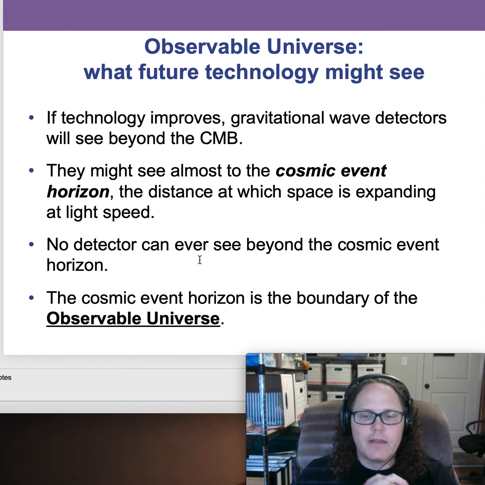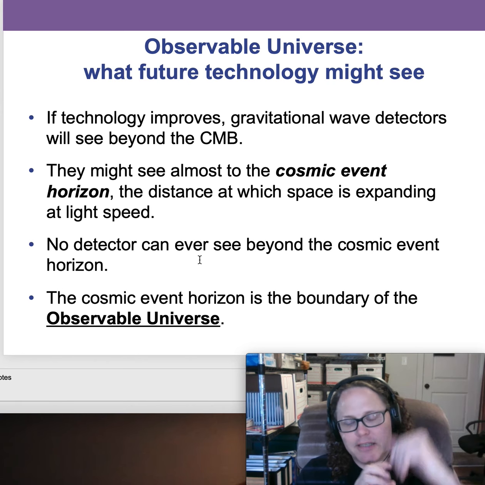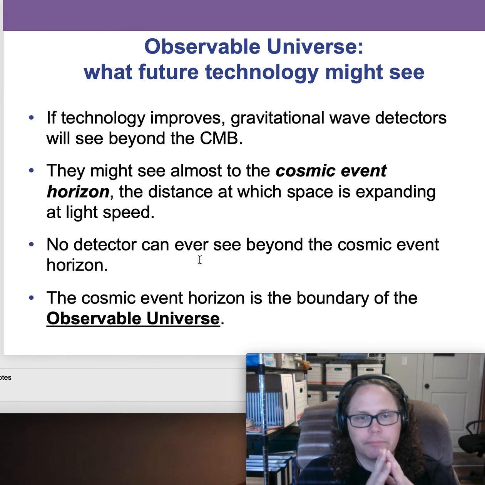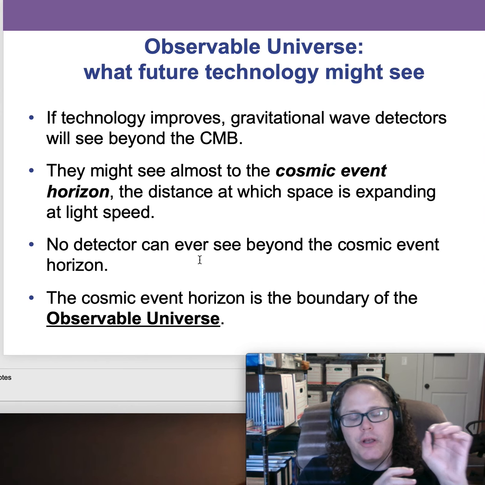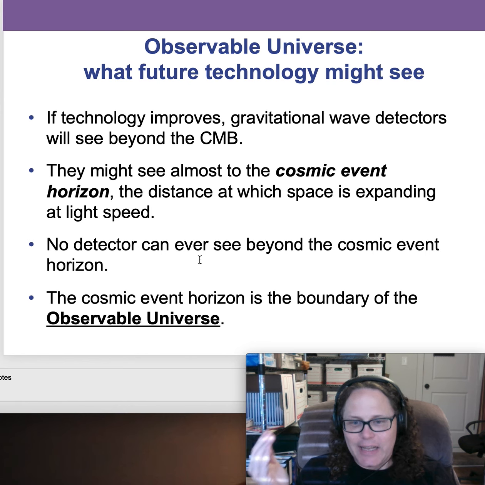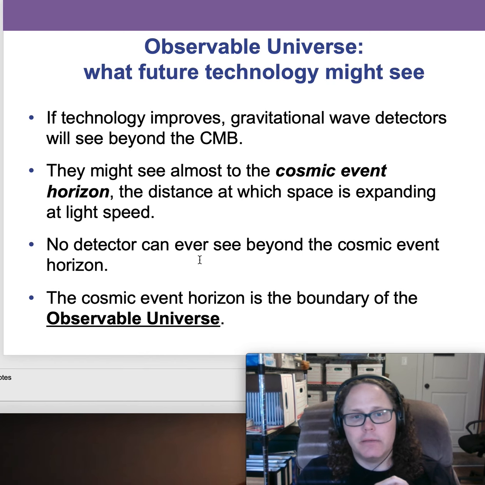Remember that the universe is expanding. The farther away we look, the faster space is expanding from us. The faster galaxies are receding from us, or appear to be, because space is expanding. There is a distance at which the universe is expanding at light speed, and more matter is crossing that boundary, which means we'll never be able to see it.